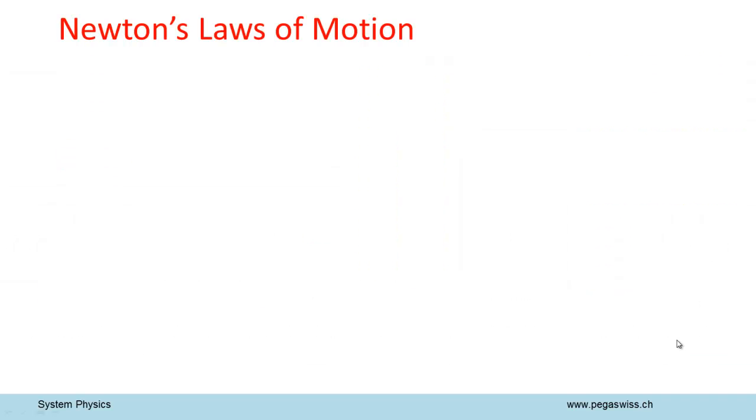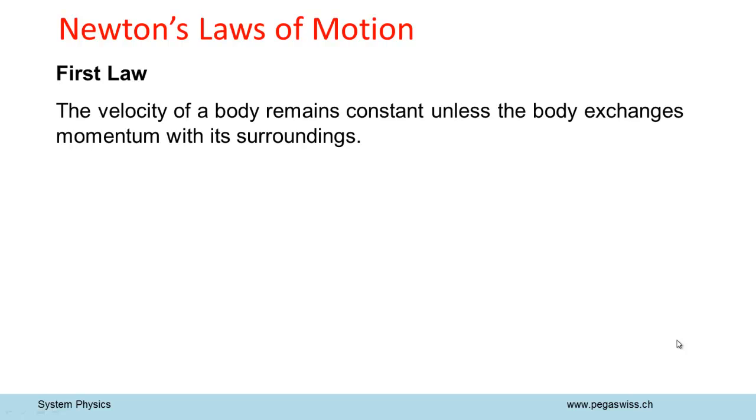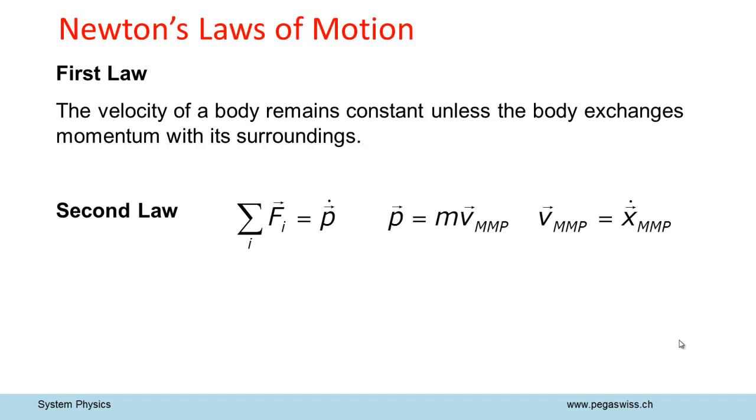Let us now turn to Newton's laws. The first law postulates that a body which does not exchange momentum with its surroundings maintains its state of motion. The second law can be divided into three parts. The momentum balance forms the first part. According to the momentum balance, the sum of all momentum currents is equal to the change rate of the momentum. The second part describes the law of capacitance, according to which the momentum equals mass multiplied by velocity of the center of mass. The third part concerns kinematics.